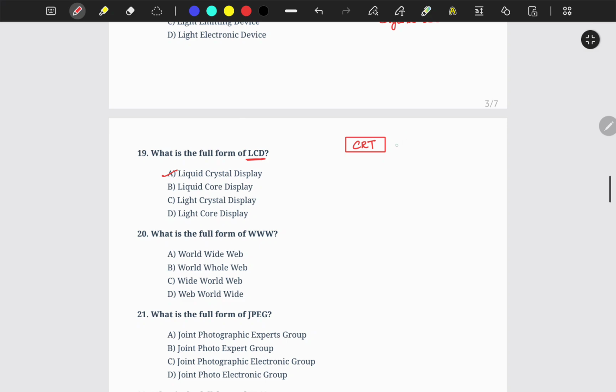Similarly, in the earlier days, we used to have CRT display, like in the televisions or the monitors of the computers that were bulky in shape. The full form of CRT is cathode ray tube. It is an older technology.